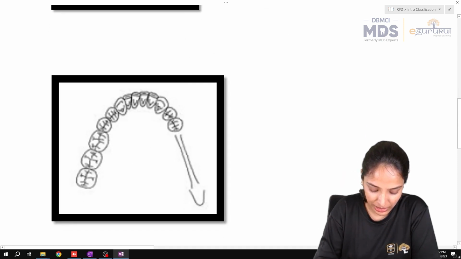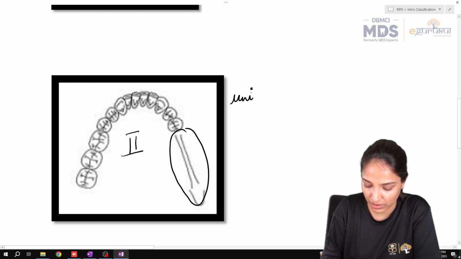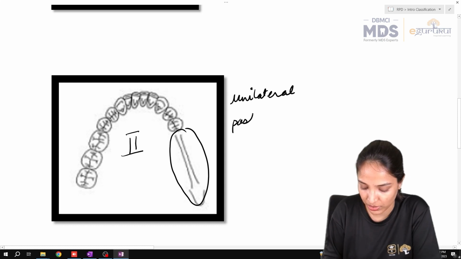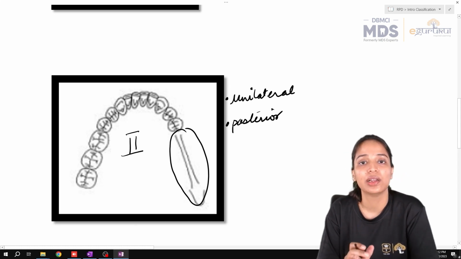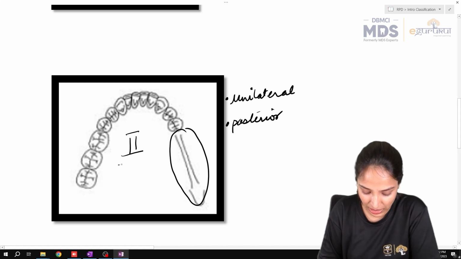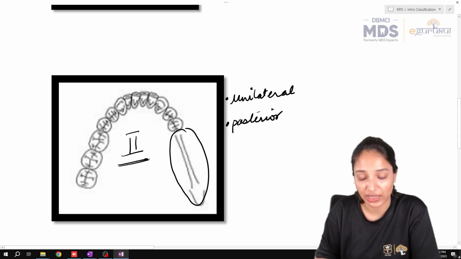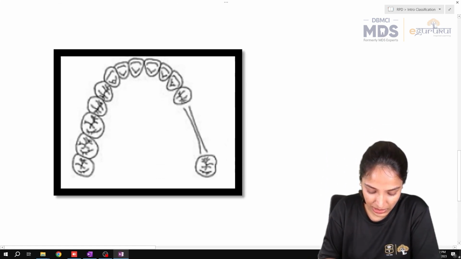Coming to Kennedy's class 2, you have a unilateral edentulous area. So the area here is a unilateral area, again located posterior to remaining natural teeth. That is the second criterion. The unilateral edentulous area located posterior to remaining natural teeth, that is your Kennedy's class 2 situation.